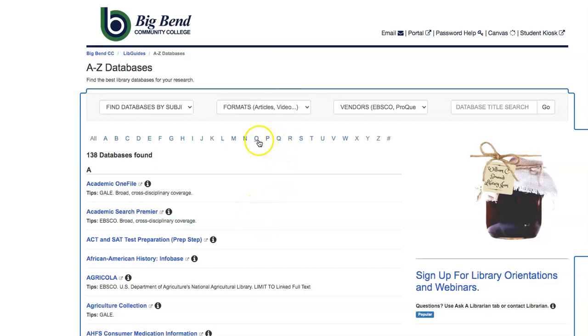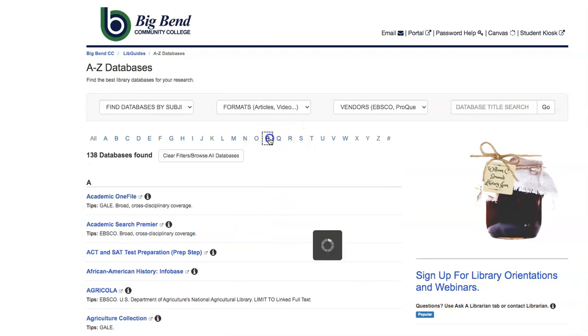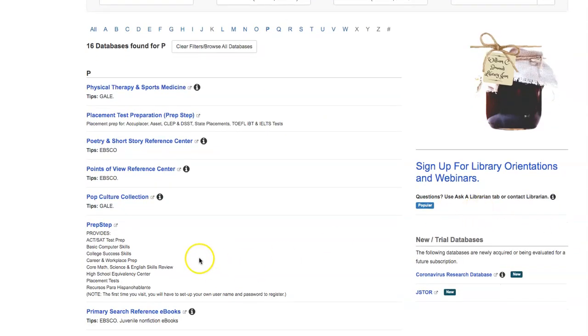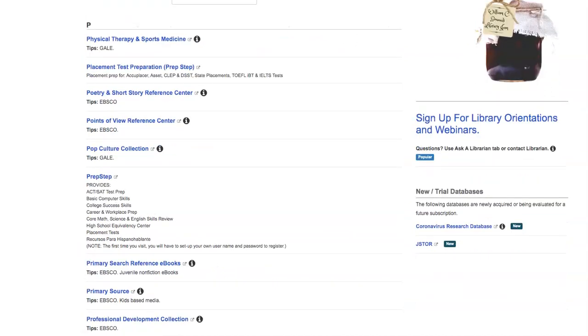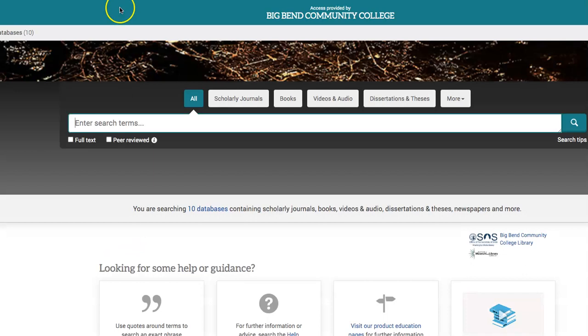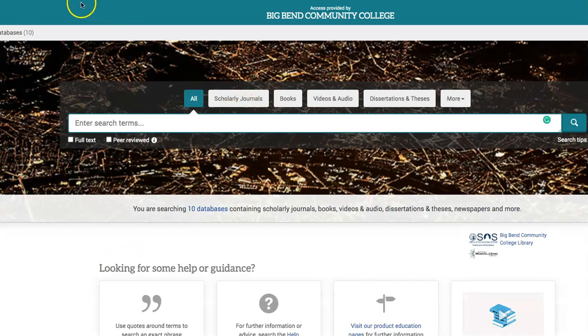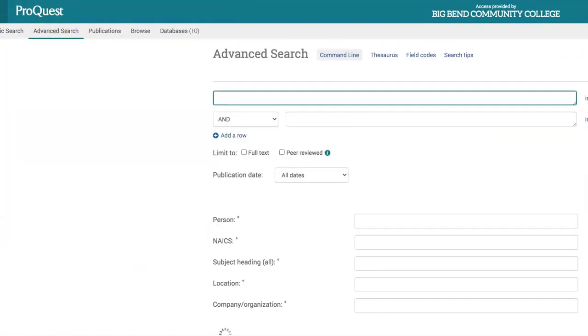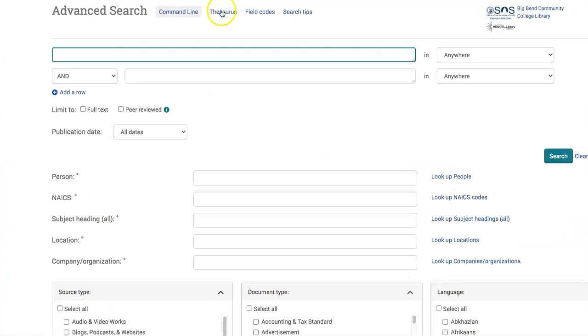Also, Opposing Viewpoints is under O, but I'm going to P for ProQuest. ProQuest is one of the bigger databases, in terms of it covers everything from astronomy to zoology. Again, that's really important when you're starting out on your work. And when I have a choice, I'm going to use an advanced search over a basic when it's made available to me. And this is what it looks like.